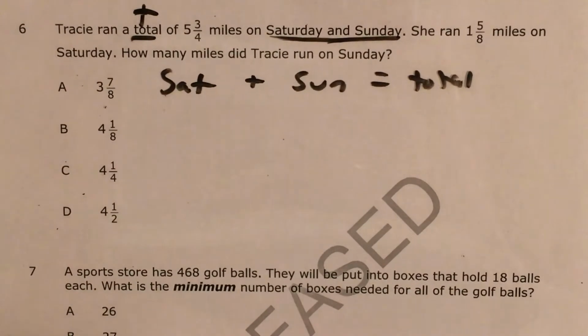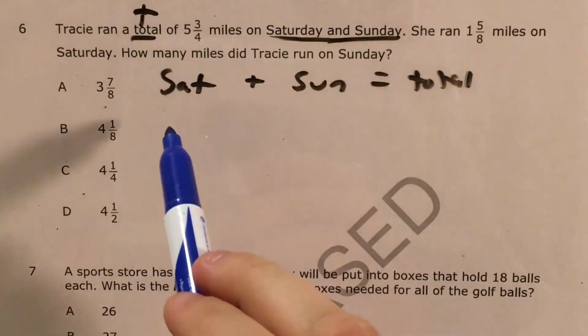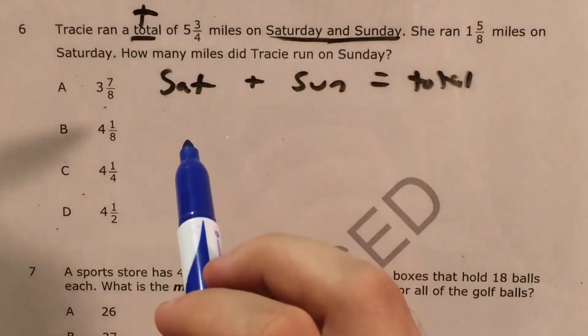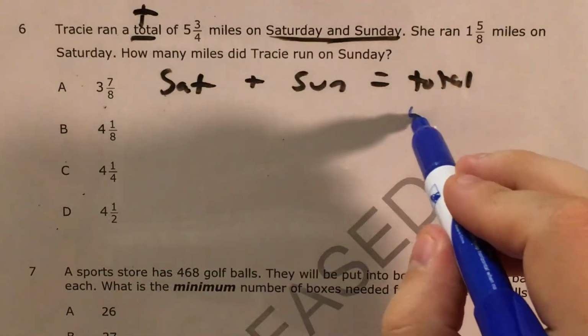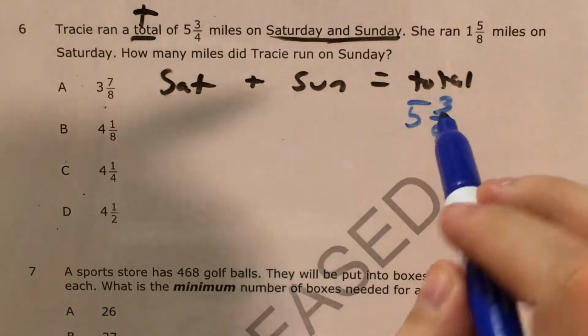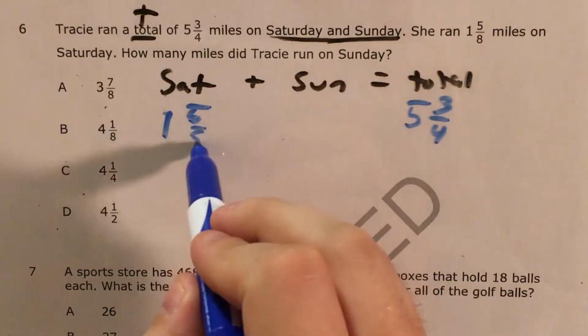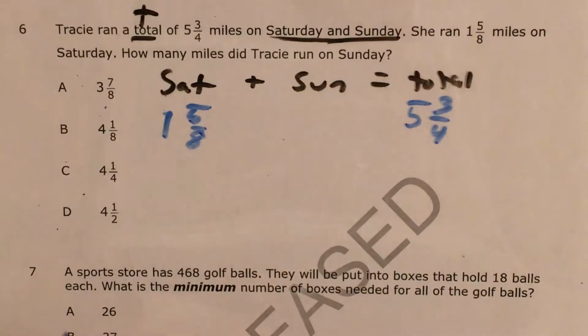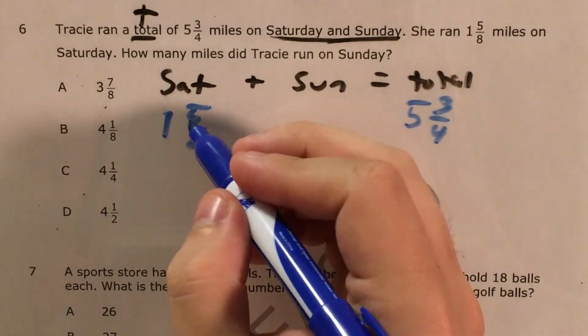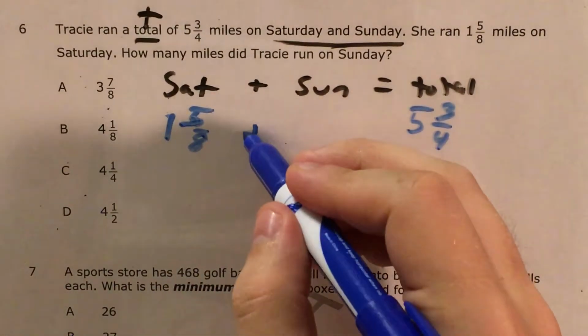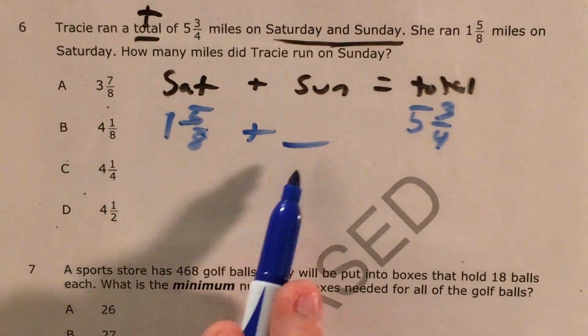Next thing I'm going to do is fill in some of the information and some of the numbers that I already know. So my total is 5 3/4. Saturday, Saturday Tracy ran 1 5/8. That looks like a 6. And we're supposed to figure out how many miles she ran on Sunday.